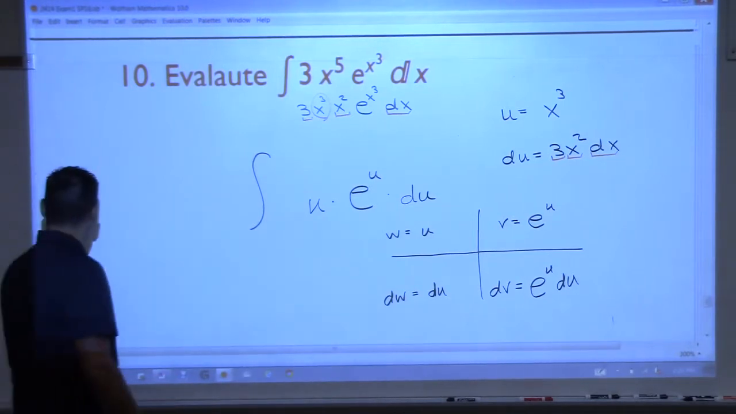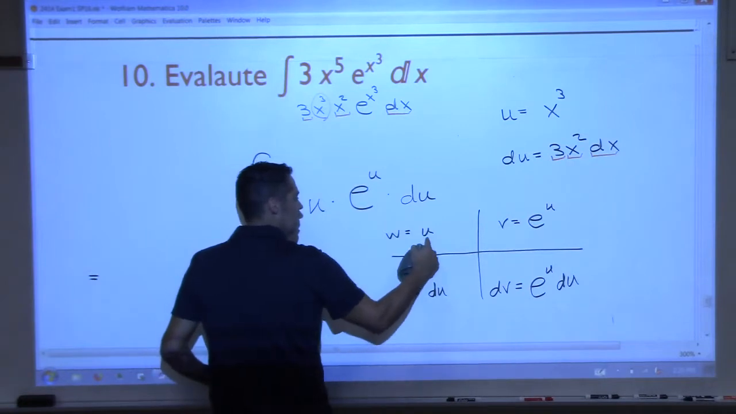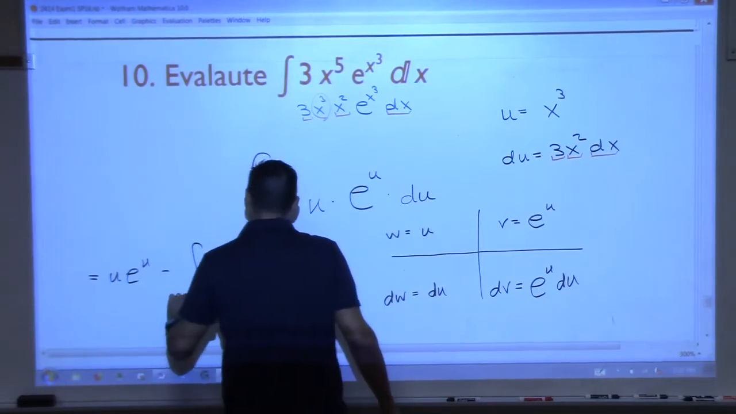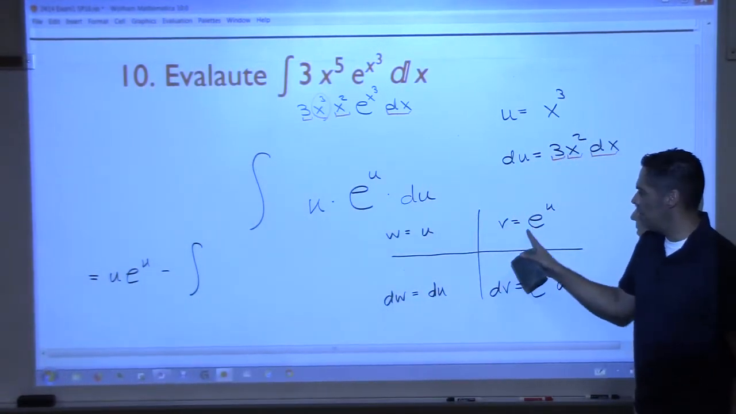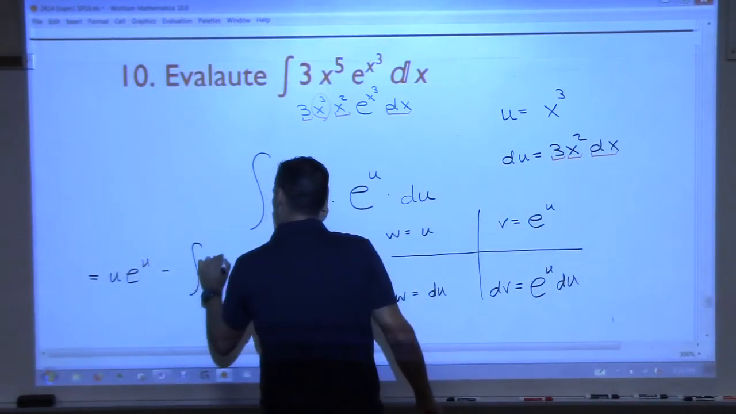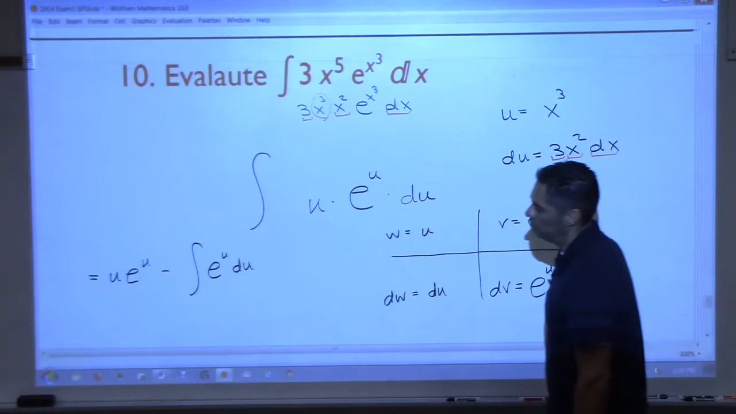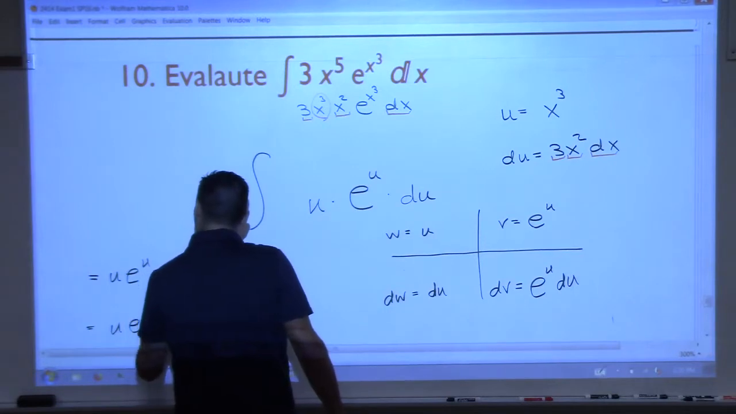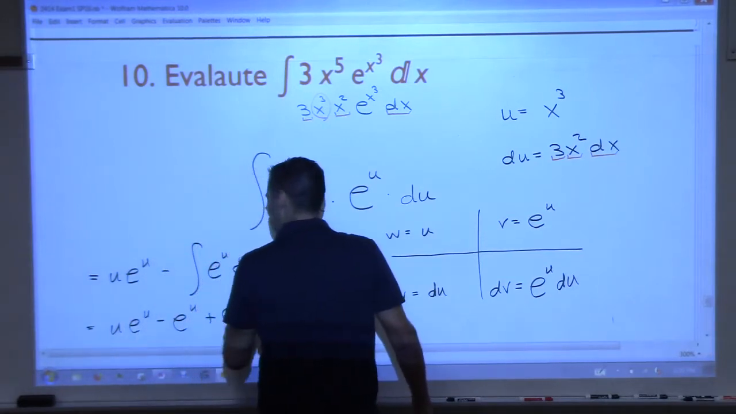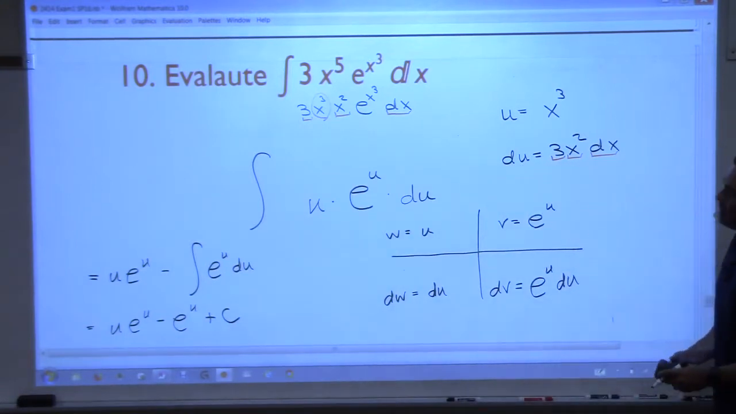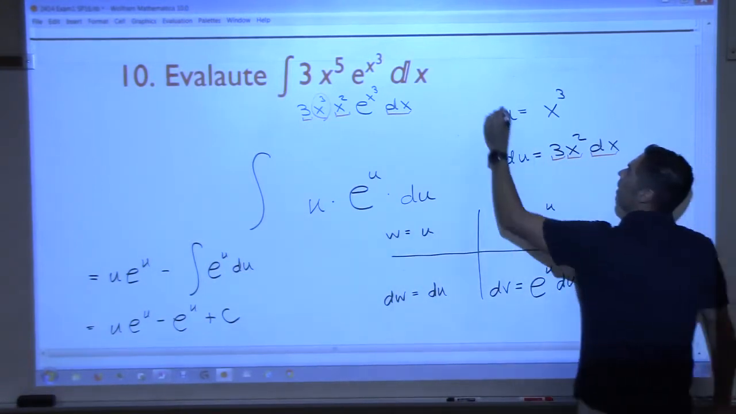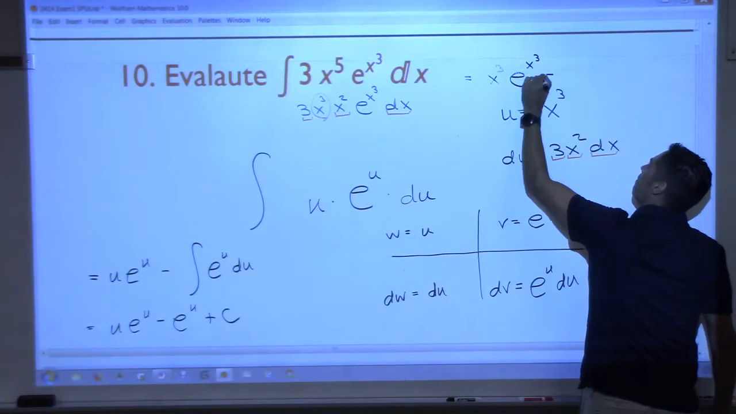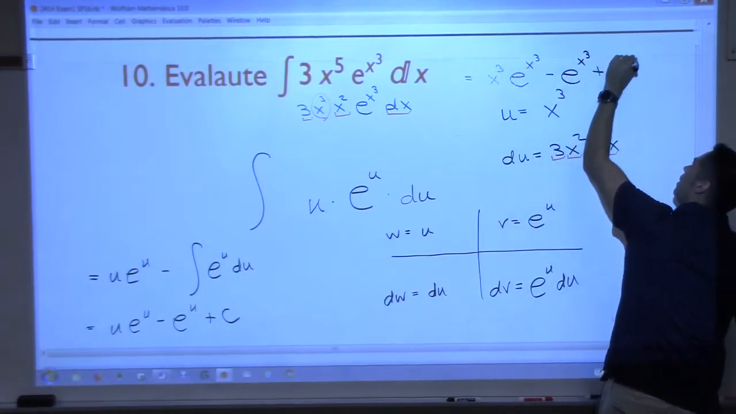What's our new integral? This is this times this, right? U e to the u minus the integral, and I don't have any constants to pull out, so it's just e to the u du. And what is the antiderivative of e to the u? E to the u itself, right? So we get u e to the u minus e to the u plus c. And our last thing would be to put x cubed back in for u. So it's x cubed e to the x cubed minus e to the x cubed plus c.